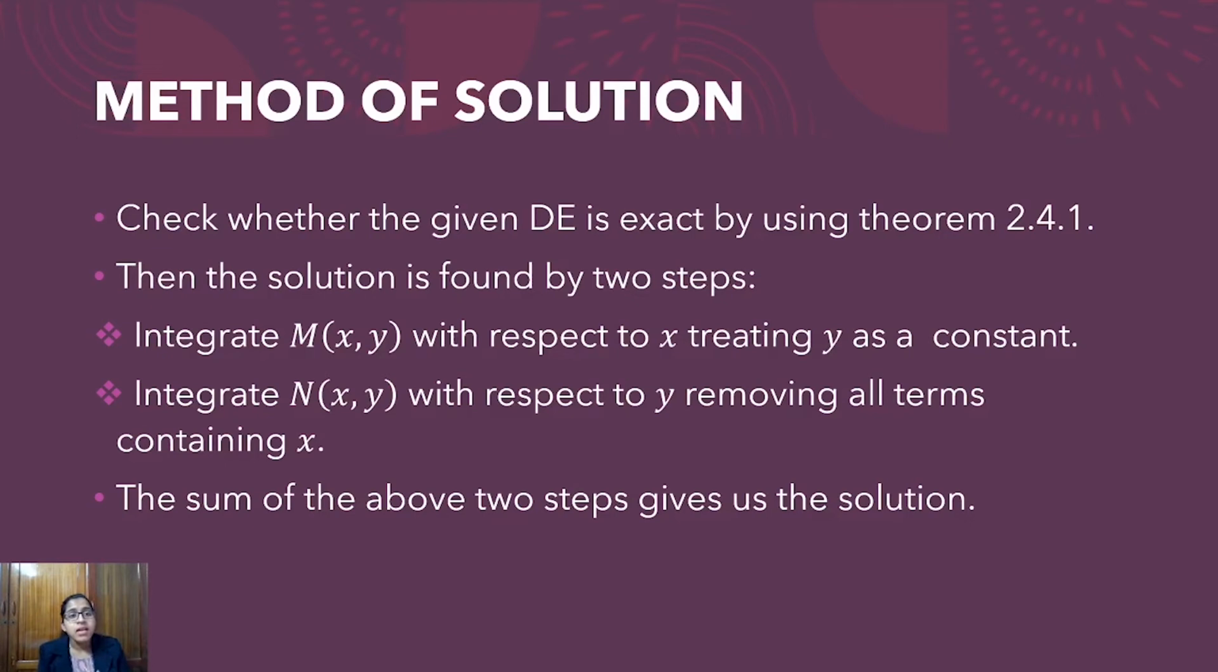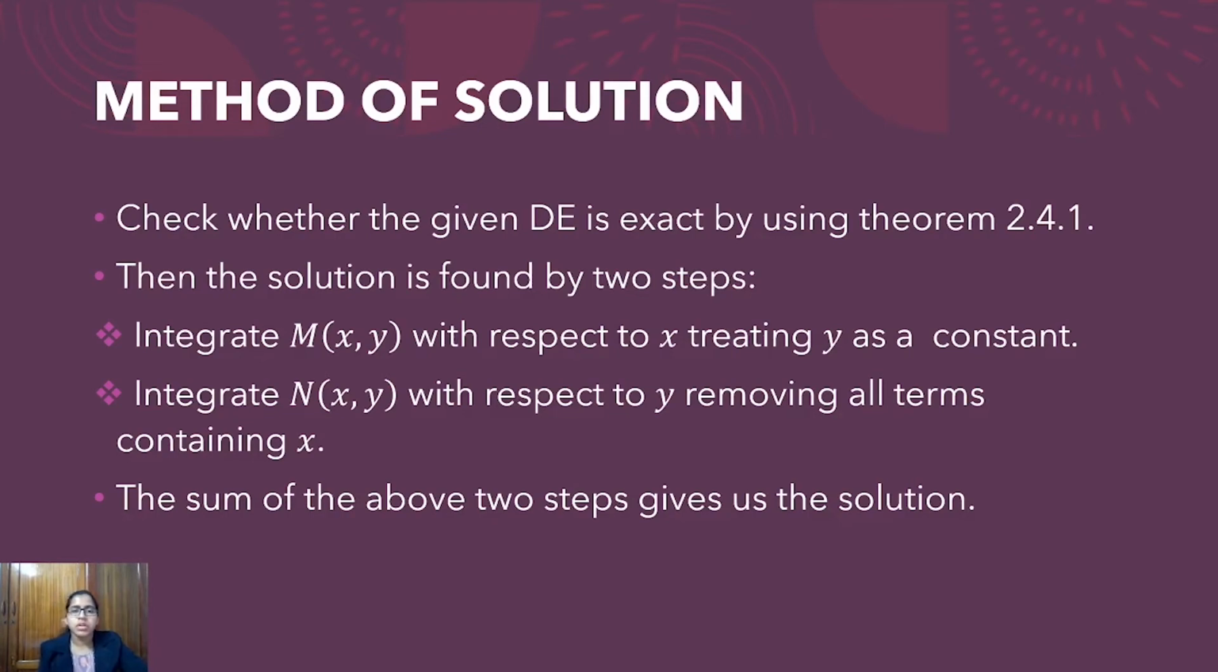And then integrate N of x, y with respect to y, removing every term of x. All the terms of x must be removed, and then whatever is remaining, just integrate that term with respect to y. Then just sum them up and equate it to 0. That will be the required solution. Doing a few examples will make the concept a little bit more clear for you.